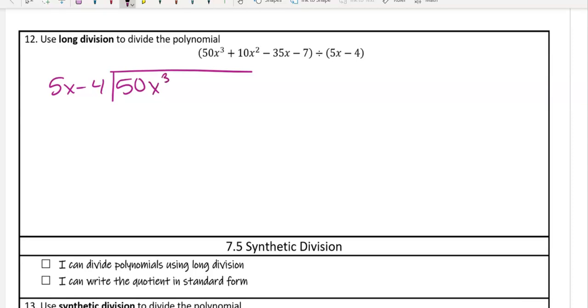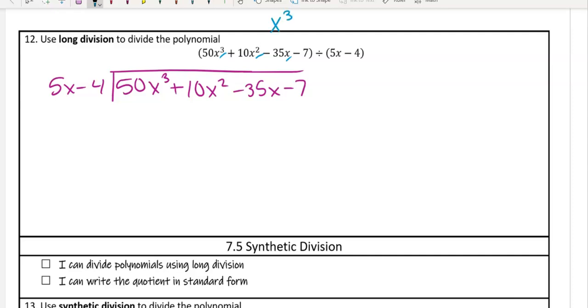50x cubed plus 10x squared minus 35x minus 7. We forgot to check if there was a placeholder needed, so real quick we go 3, 2, 1, constant. We are good, no placeholder needed. Just to mention really quick, a placeholder is needed when the x's skip a level almost. They skip an exponent.